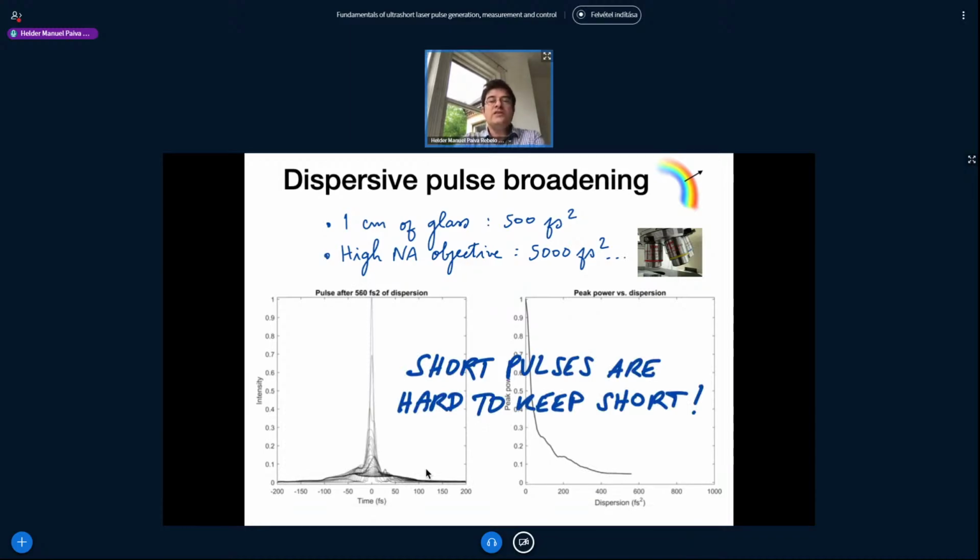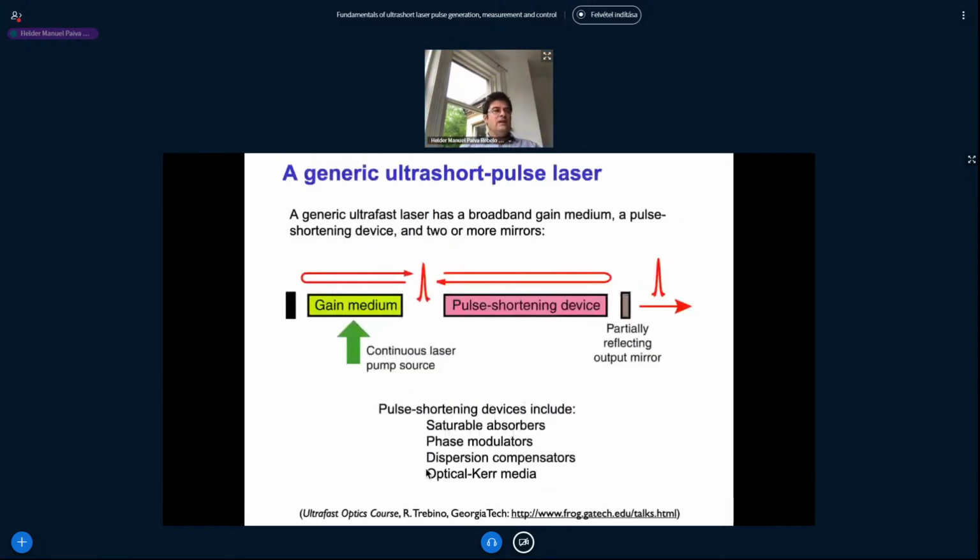Okay? So in other words, short pulses are very strong, very intense, very high power, and so on, but they are hard to keep short. So they are very fragile, and one has to take into account this phenomenon of dispersion if one wishes to keep pulses short. So to generate short pulses, you really have to take this into account.